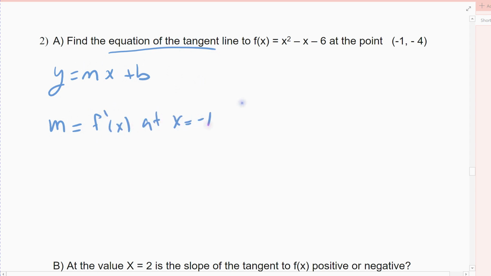My x value is negative 1. This is the x value, this is the y value. And so I find my derivative and plug negative 1 in. So the derivative first. The derivative of this is pretty straightforward. It's a lot easier than the limit. The derivative of x squared is just 2x to the first, and the derivative of x is 1, and the negative 6 zeros out. I'm going to write that as a function.